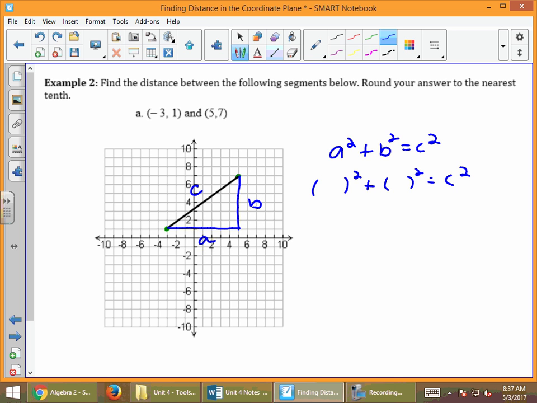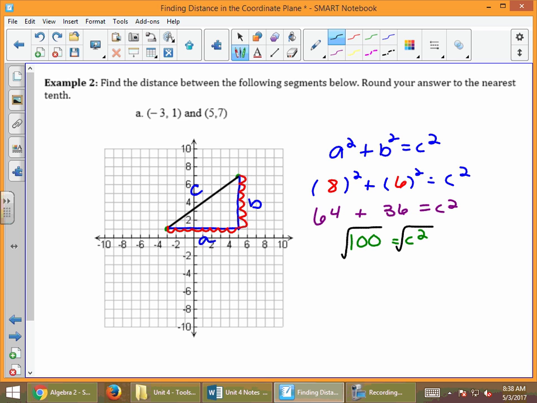Okay, so we just have to count to figure out what our A is here. So we're going to count: 1, 2, 3, 4, 5, 6, 7, 8. Do the same thing for your B: 1, 2, 3, 4, 5, 6. And then just solve for C. 8 squared is 64. 6 squared is 36. 64 plus 36 is 100. And then to get C by itself, just square root. So the square root of 100 is 10. So the distance of that segment we plotted is 10 units.